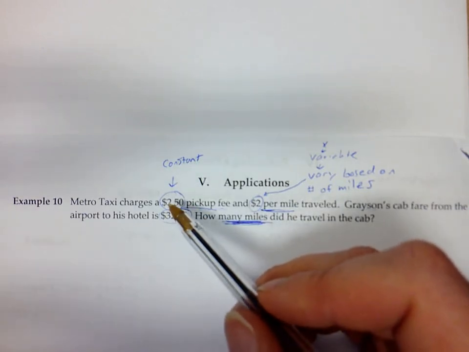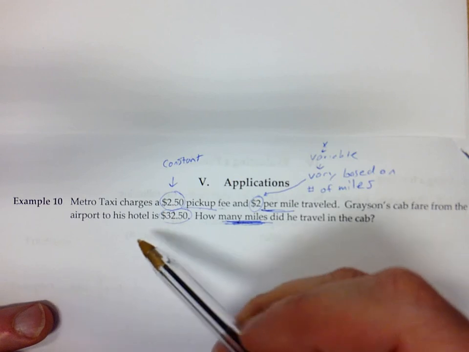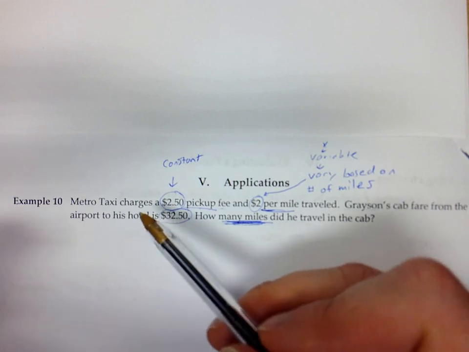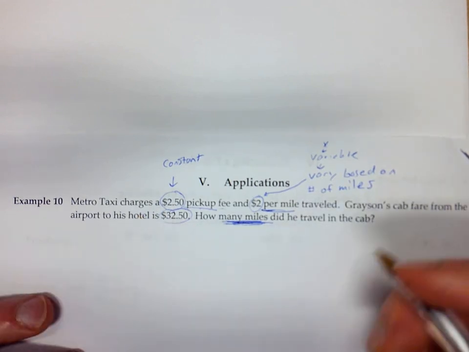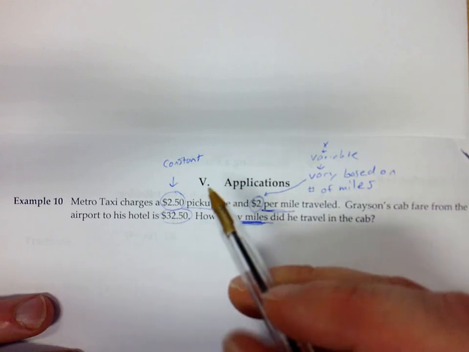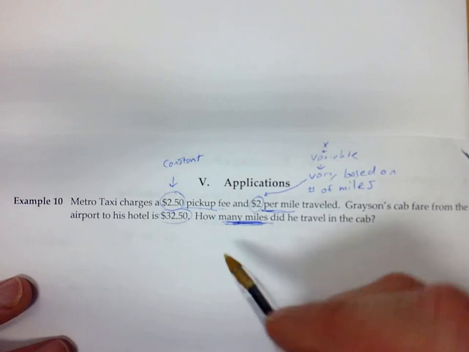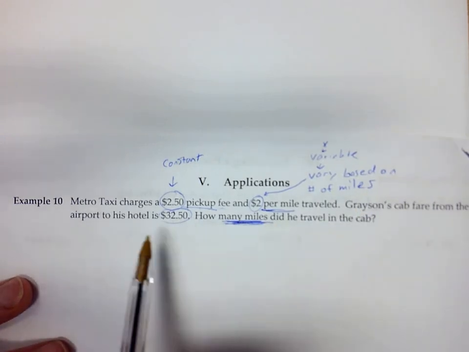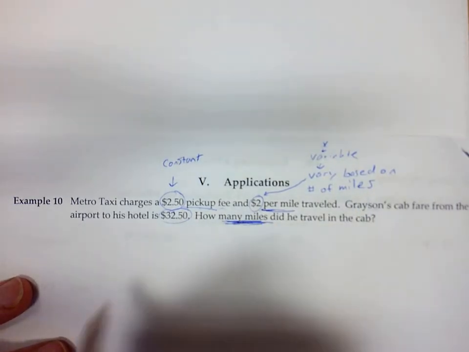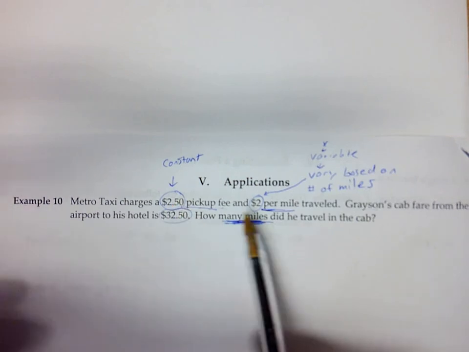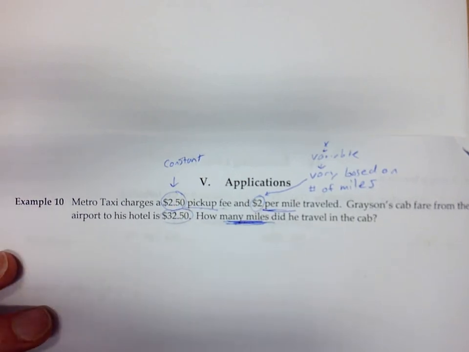You know, for example, your cell phone plan might be $40 per month plus $10 per gig of data. So you would have a constant plus a variable cost. So then what does Grayson's cab fare consist of? That's going to consist of both those, right? It's going to have the constant and the variable cost involved.